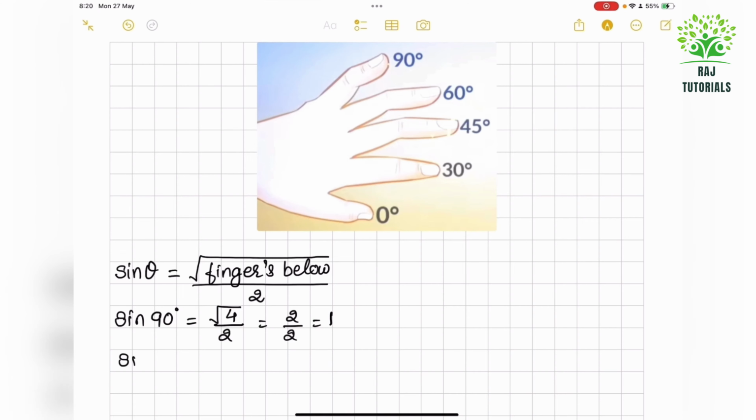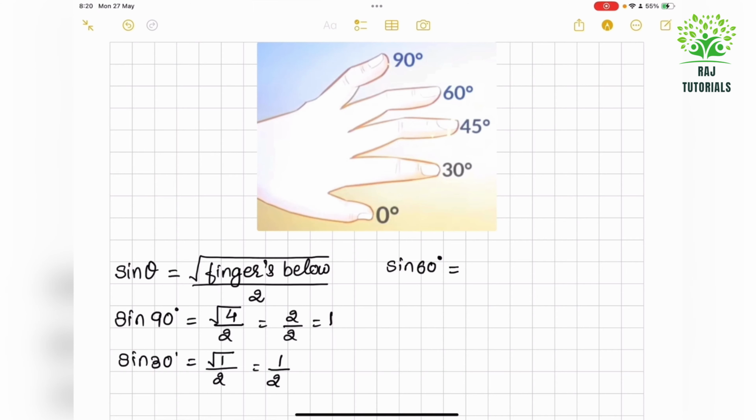Then, if you say sine 30, how many fingers are below that 30 degree? Only one thumb is there. So I will write root 1 upon 2. So root 1 is 1, so 1 by 2. Then same way, sine 60.